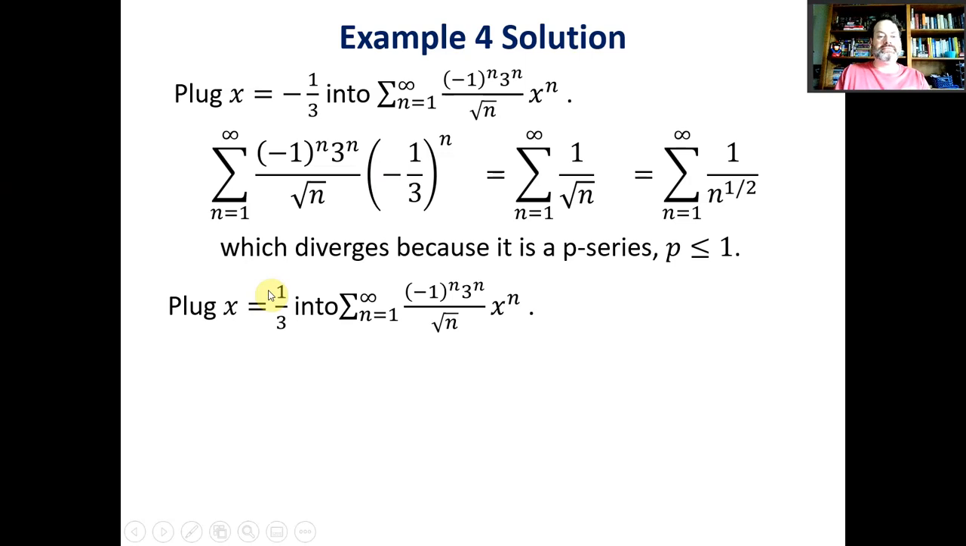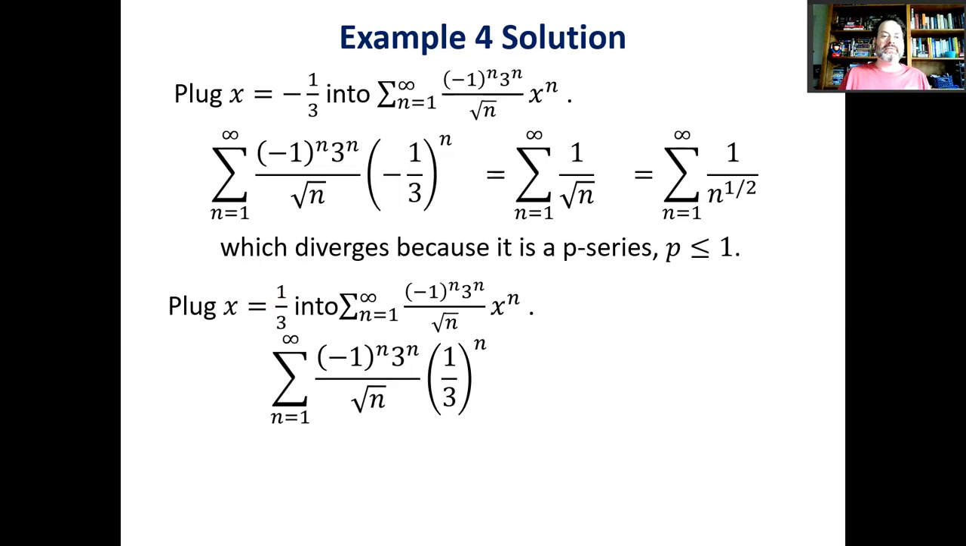Let's check the other endpoint. Same thing, plug in 1/3. Again, these two cancel, but this one doesn't. This one sticks around. Now we have an alternating series. So it alternates. So the alternating series test, all you have to show is decreasing and goes to 0. Well, this definitely goes to 0, right? As n gets bigger. So we're talking about the bn. The sequence of bn's has to go to 0. So 1 over square root of n as n goes to infinity goes to 0.